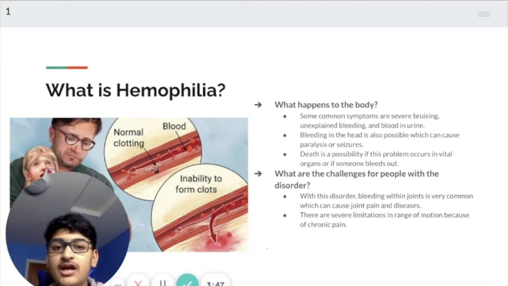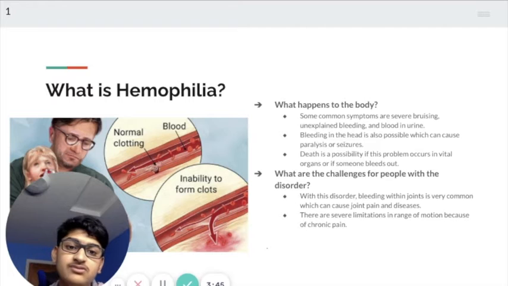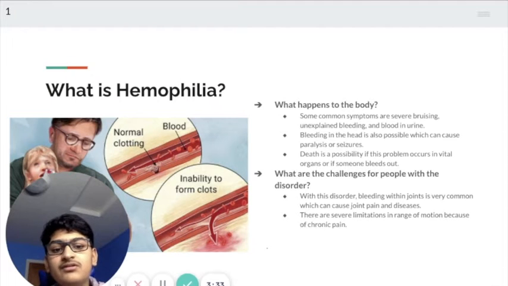And some challenges your son may face with this disorder is bleeding in the joints, which is very common, which can cause joint pain and diseases. There are also severe limitations to the range of motion when you have hemophilia, because when you move, it can give you chronic pain.